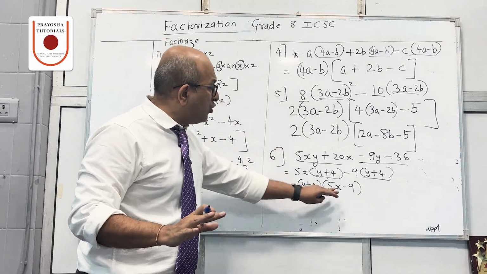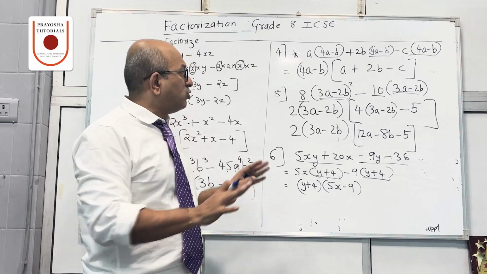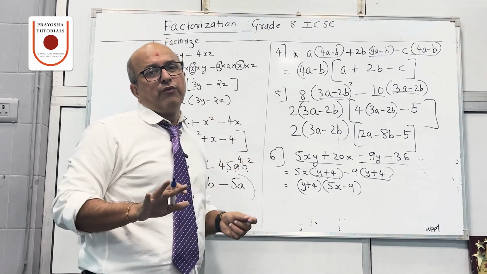Remember one thing, you can interchange this bracket, the answer is not wrong. So these were the easiest sums of factorization.